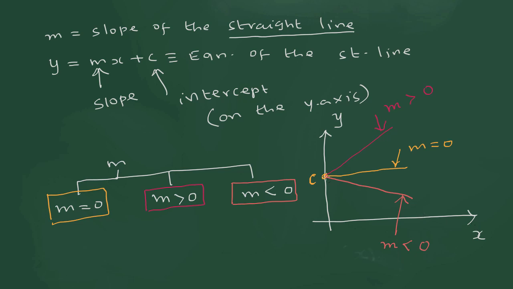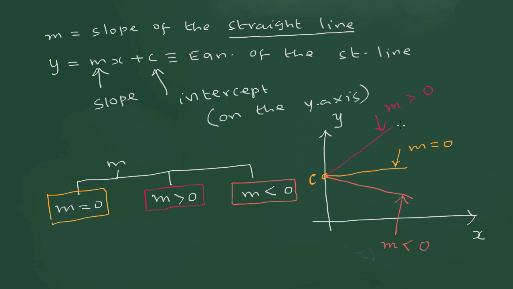So this is the idea. This is perfectly horizontal. M equal to 0 means a perfectly horizontal line. M greater than 0 means it's moving towards the positive side of the y axis. And if it is less than 0, it is moving towards the negative side of the y axis. That is the meaning.